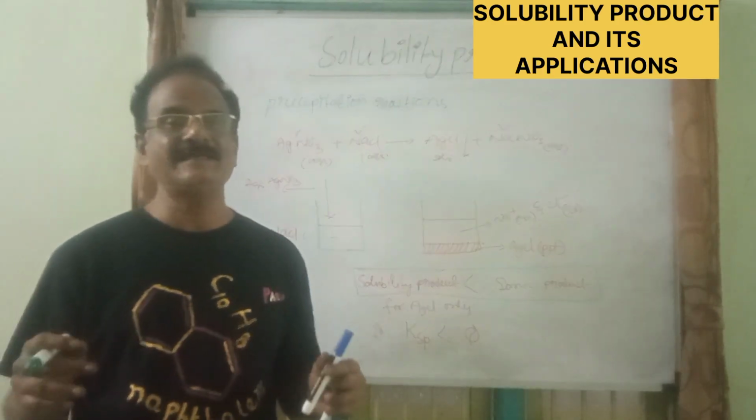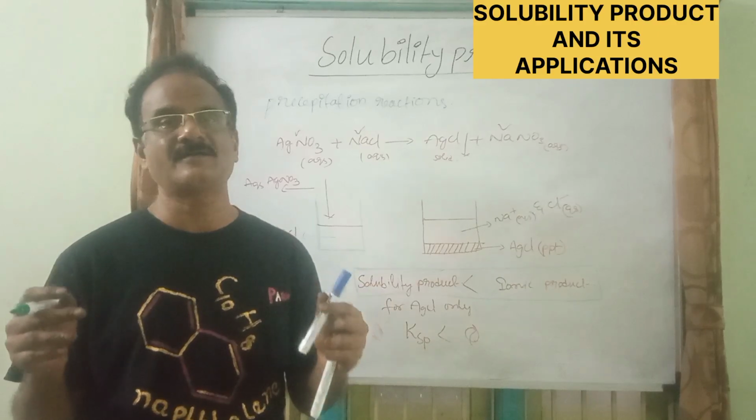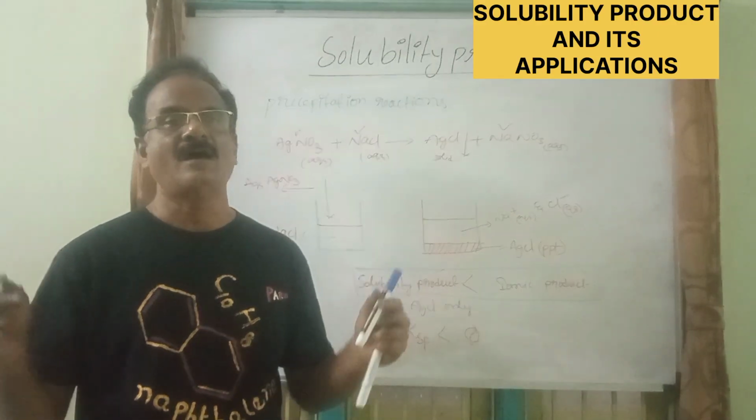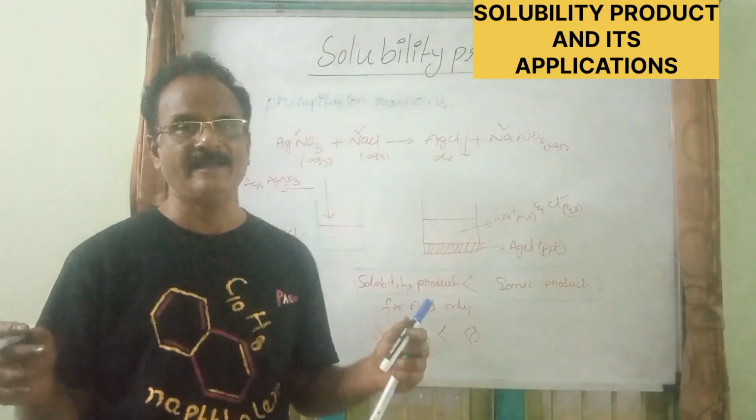Okay. So here the favorable condition for precipitation is that the solubility product of that particular compound always should be less than ionic product. Okay. Thank you.